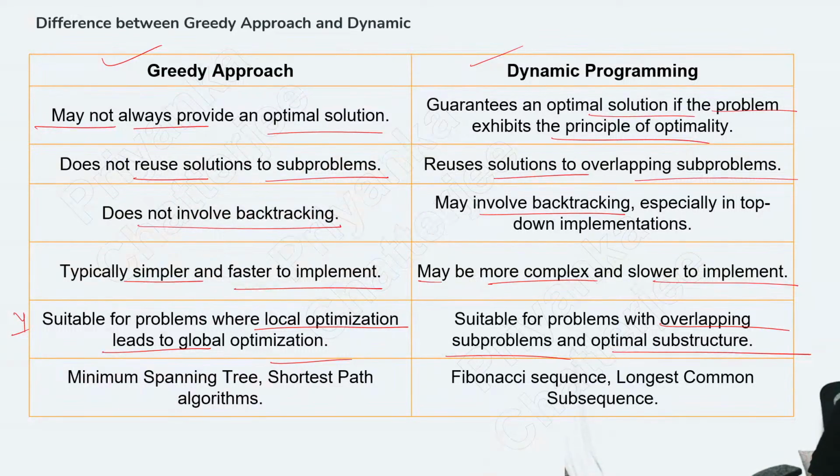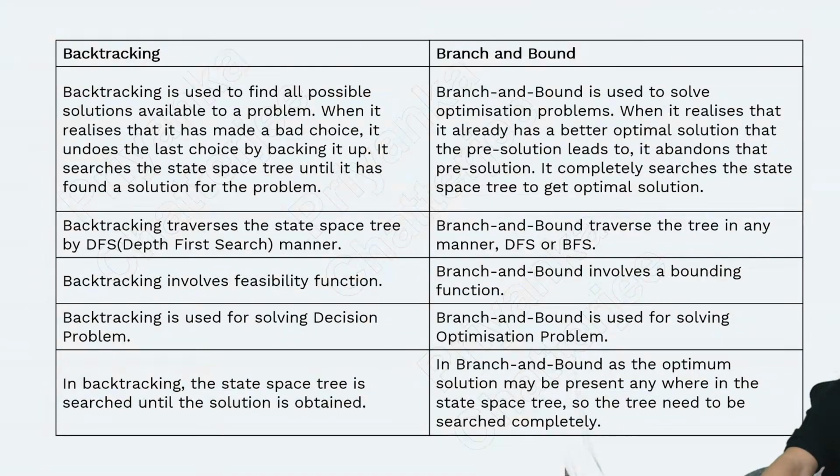Minimum spanning tree and shortest path algorithms are greedy. Fibonacci and longest common subsequence are dynamic. Must remember, questions are coming from greedy and dynamic also. Here, backtracking and branch and bound. Questions are coming from branch and bound also. Right, as you know, what is branch and bound? Branch and bound is used to solve optimization problems, like LPP optimization. It is part of this. When we realize that we already have a better optimal solution than what the pre-solution would lead to, then we go with this branch and bound. Mainly, branch and bound traverses the tree in any manner, BFS or DFS, anyway.